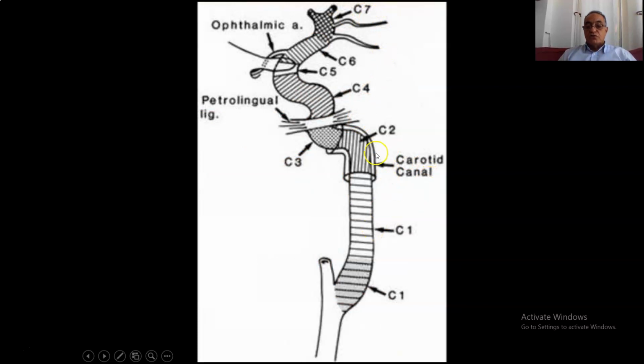Another view showing C1 cervical, C2 petrous, C3 lacerum, C4 cavernous, C5 clinoidal, C6 ophthalmic, and C7 communicating.